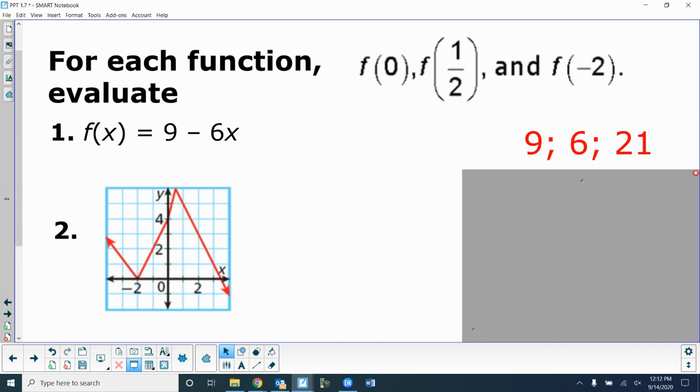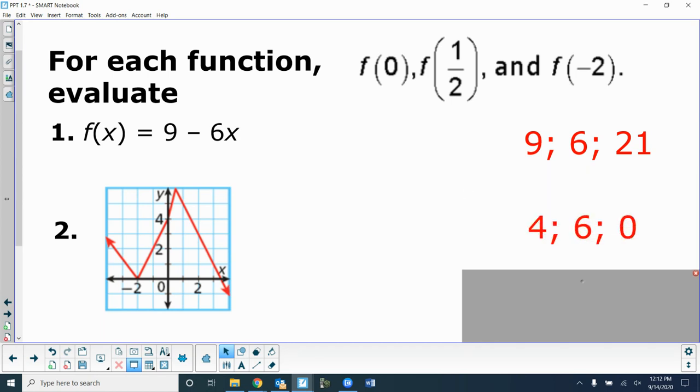Here's a picture of a function. It passes the vertical line test, right? So we're finding f of 0. When x is 0, what's f of x or y? What number is that? 4. When x is 1/2, we come here and find the graph. That is 6. And f of -2, when we're at -2, f of x or the y is 0. So you should be able to do both of those. Look at a graph and find them, or look at the equation and find them.